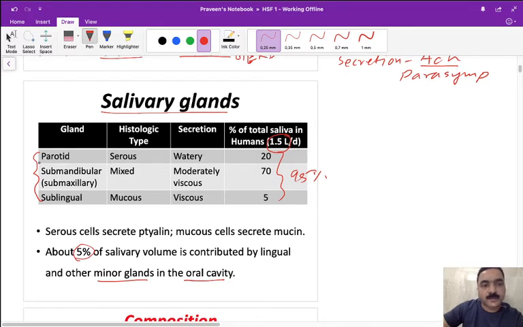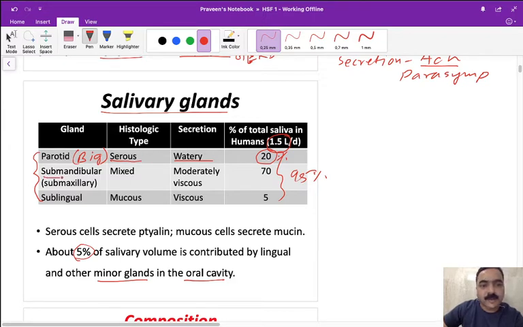The biggest gland is the parotid, whereas the percentage of the saliva secreted is only 20%, even though it is the biggest one. It is a serous type and secretes watery secretion, but it includes the enzymes.